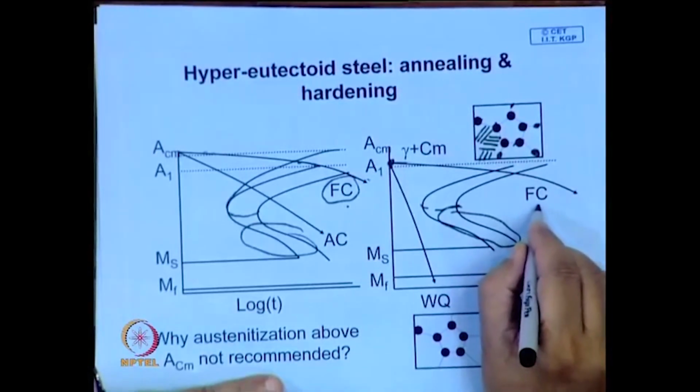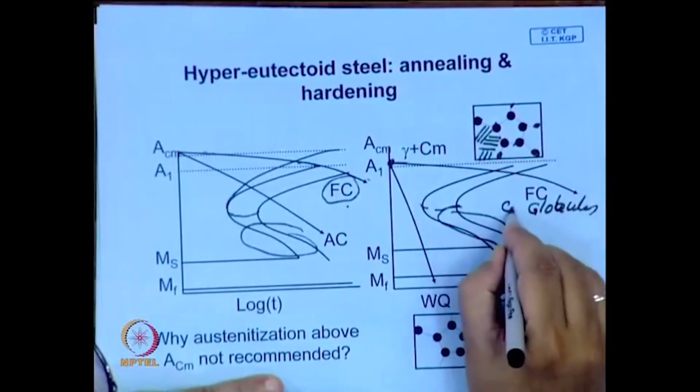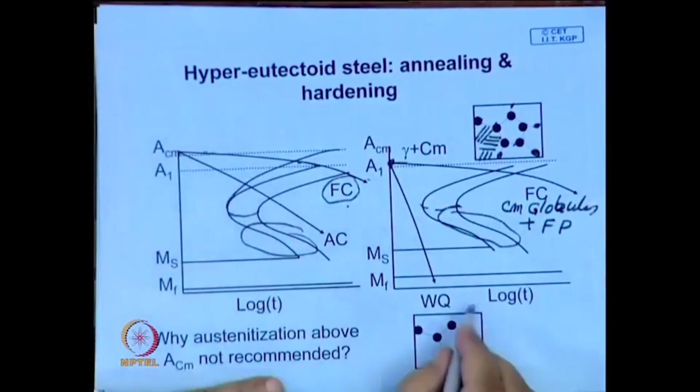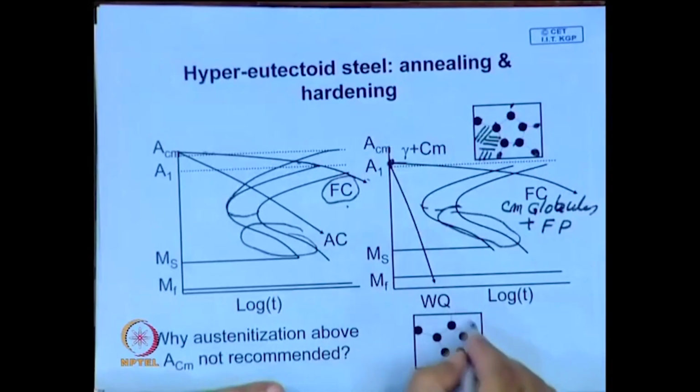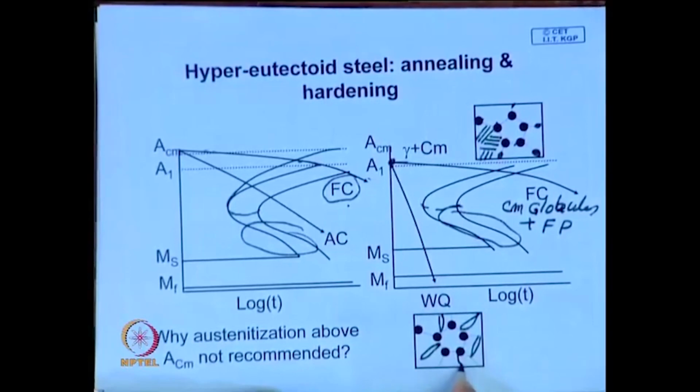This is the type of structure you will have: cementite globules plus pearlite, which is a preferred structure. Second, if you water quench from here, there are advantages. These cementite globules will not allow the austenite to become coarse, and the balance will convert into martensite, plate martensite. Additionally, if you have cementite particles, they will give wear resistance.